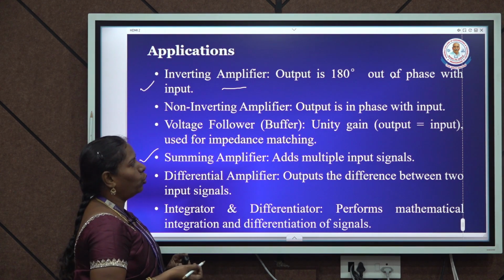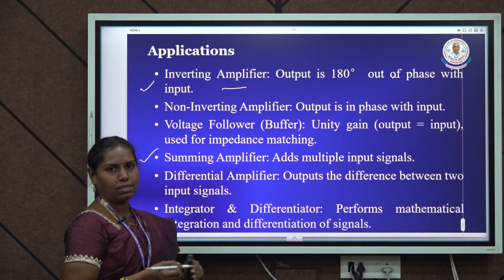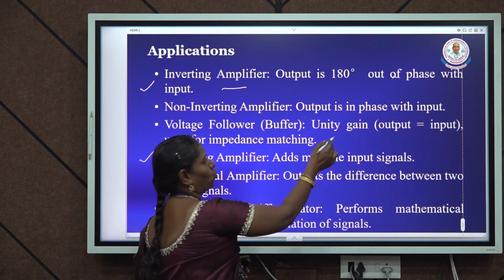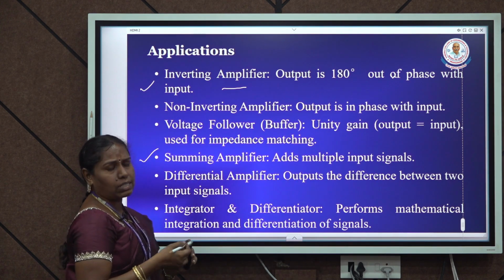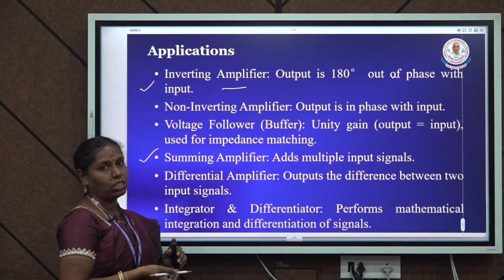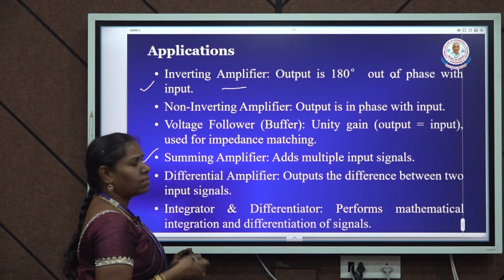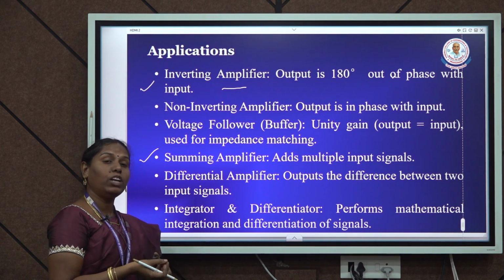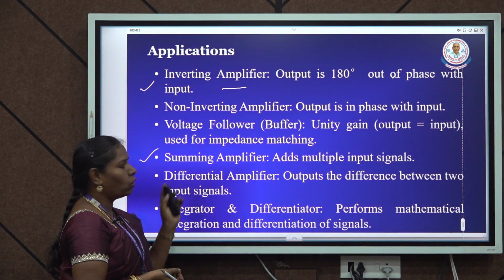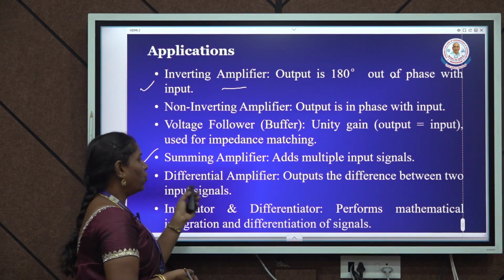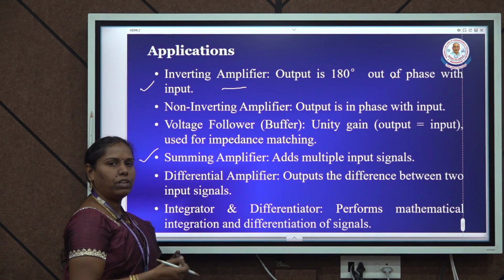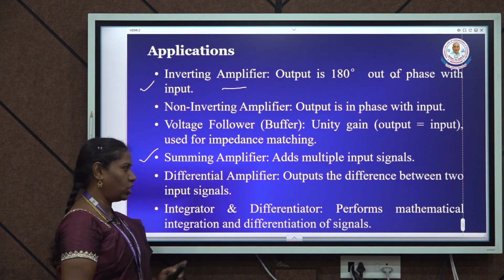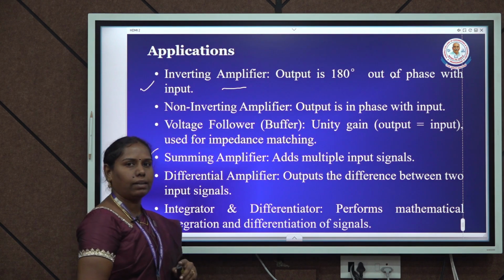And the voltage follower, as the name says, the output voltage follows the input voltage, which means the gain is unity, and it is used as a buffer circuit or impedance matching circuit. In a summing amplifier, sometimes we need to add two or more inputs together to get meaningful data, so for that we go with summing amplifiers. Differential amplifiers find the difference between two signals, and mathematical operations like integration and differentiation can be done with the help of an integrator and differentiator.